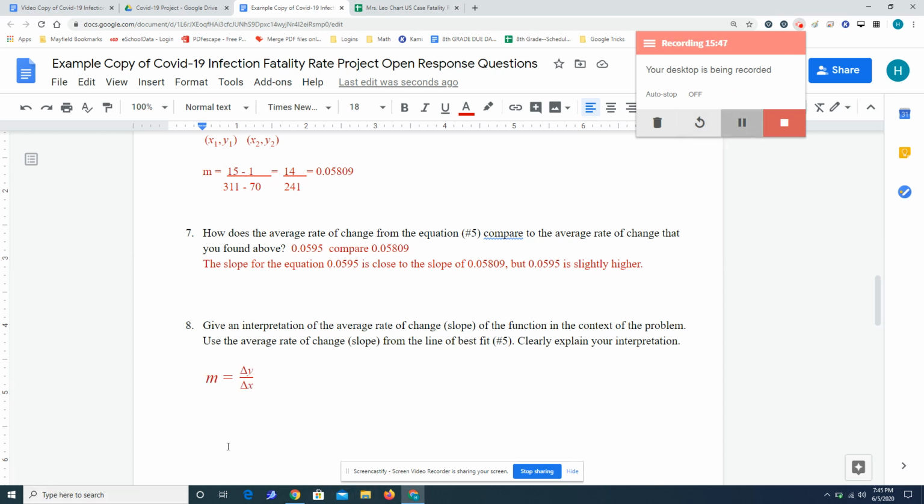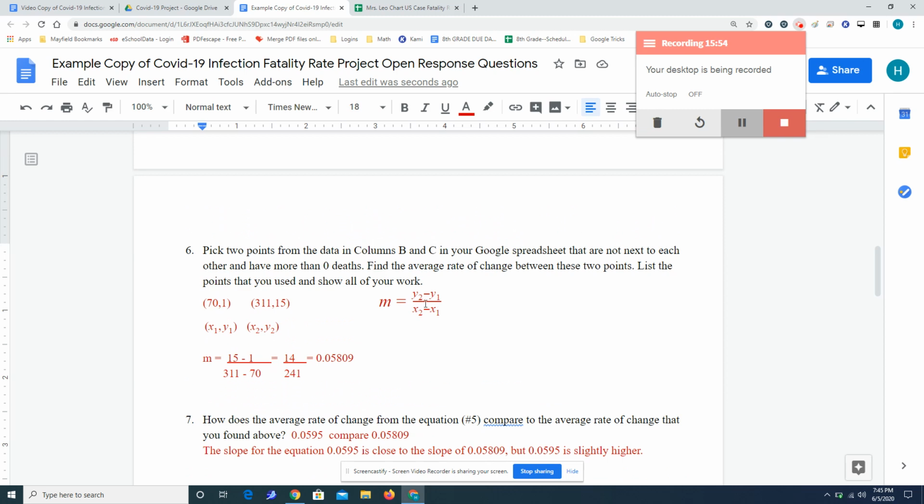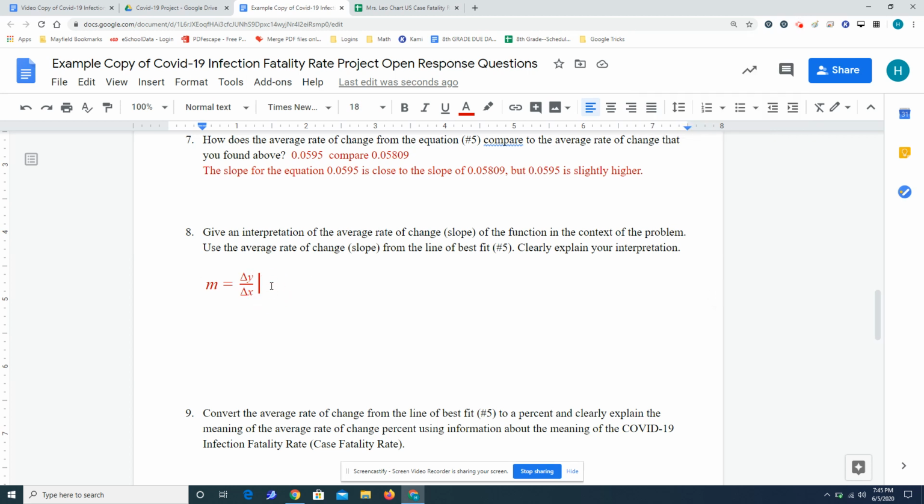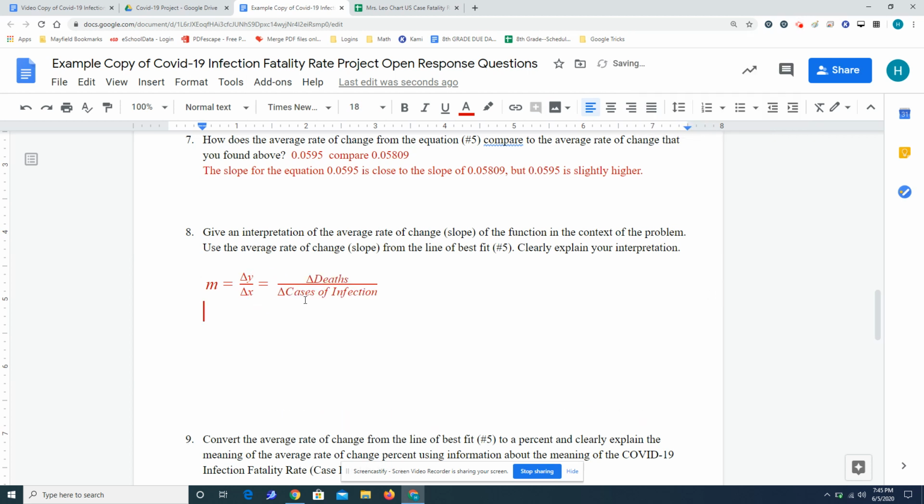Okay, so I had to pause so I could go get this equation here. Remember that the slope, while we use this y2 minus y1, also means the change in y over the change in x. So let's look at what that is. Well, our y-axis is deaths, okay? So we're talking about the change in the deaths over the change in x's cases of infection. So that's what our slope means to us, okay? The change in the deaths over the changes of infection, all right?